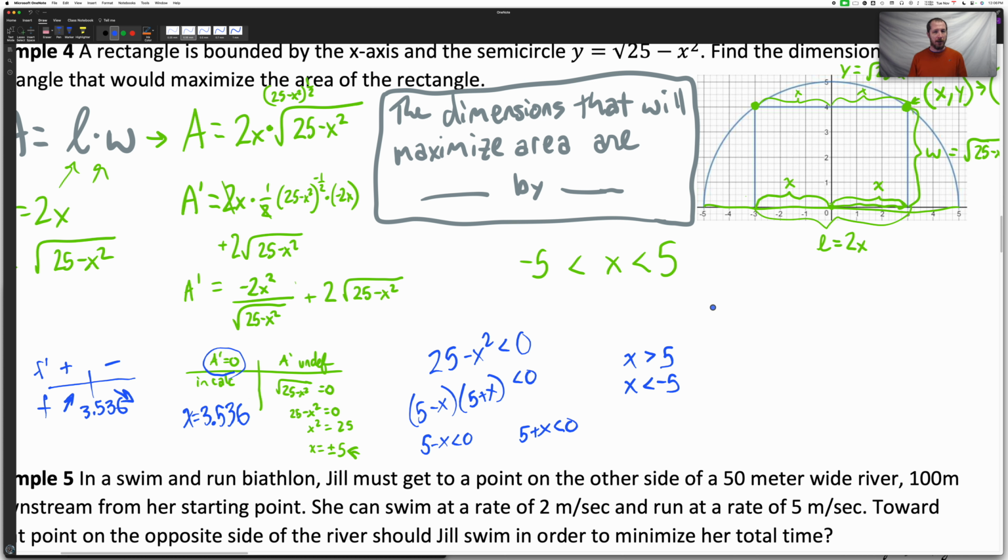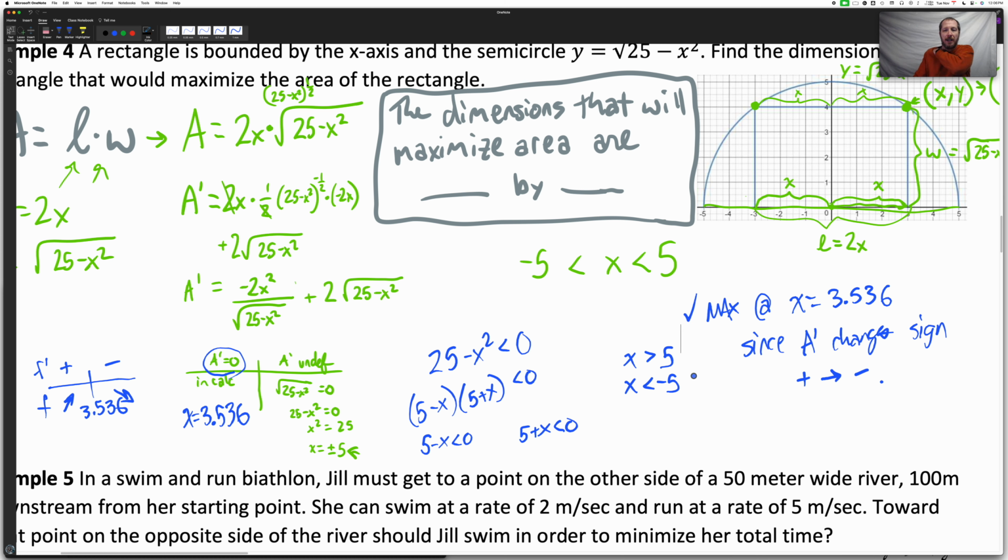So we want to say max at x equals 3.536, since f prime, or in this case A prime, changes sign from positive to negative. All right, so we verified that extrema is a max, and so that's what we're looking for. We're looking for the dimensions that will maximize the area. That's not what we're looking for, Mr. Flory. We're looking for the dimensions. So how does that fit into our dimensions?